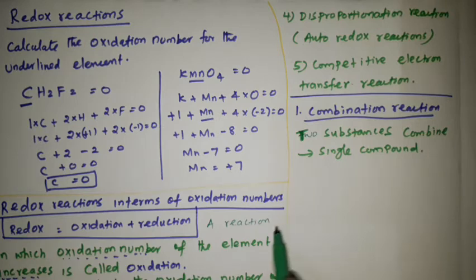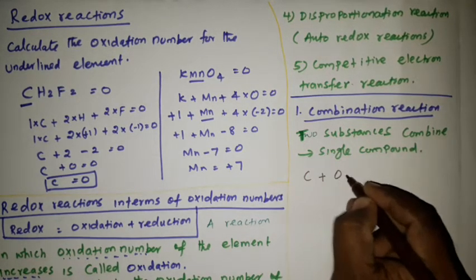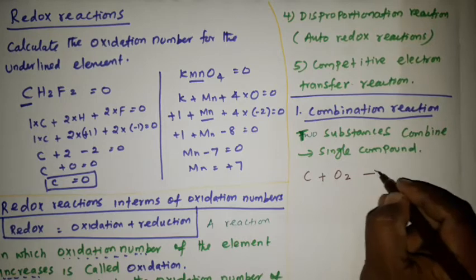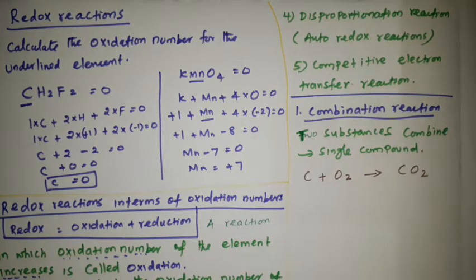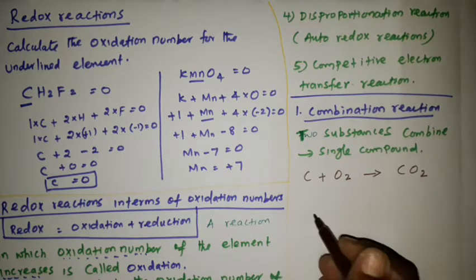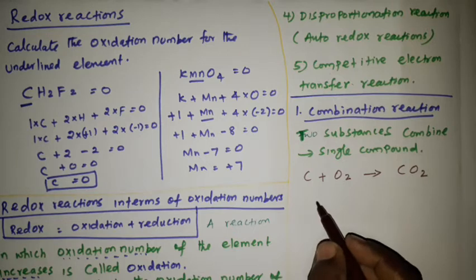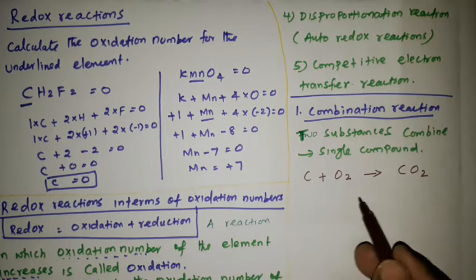Example: when carbon plus oxygen combine together, we get carbon dioxide. Carbon and oxygen give carbon dioxide. Now assign the oxidation number for all the elements.